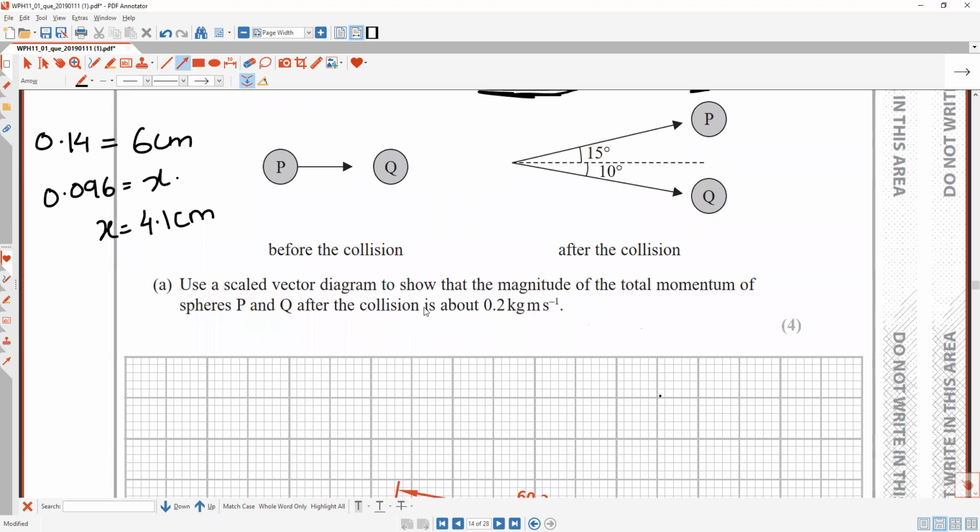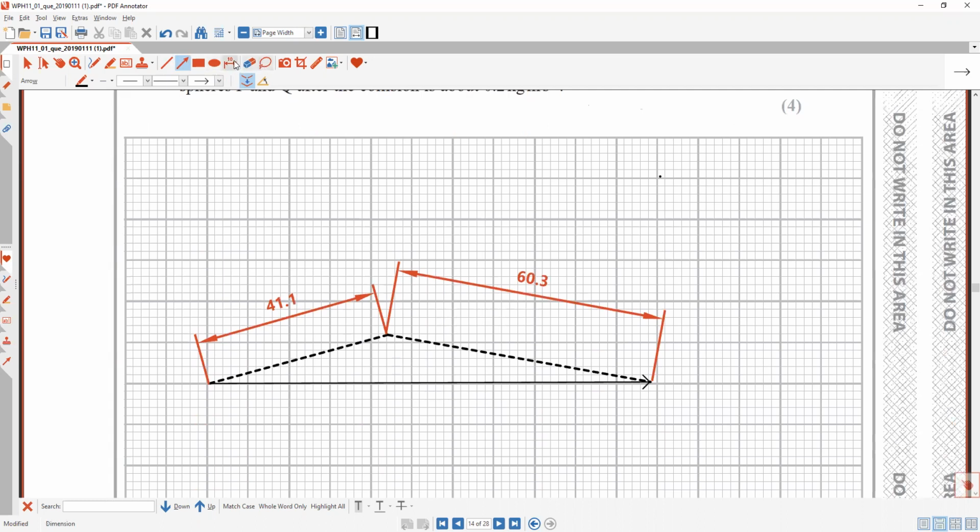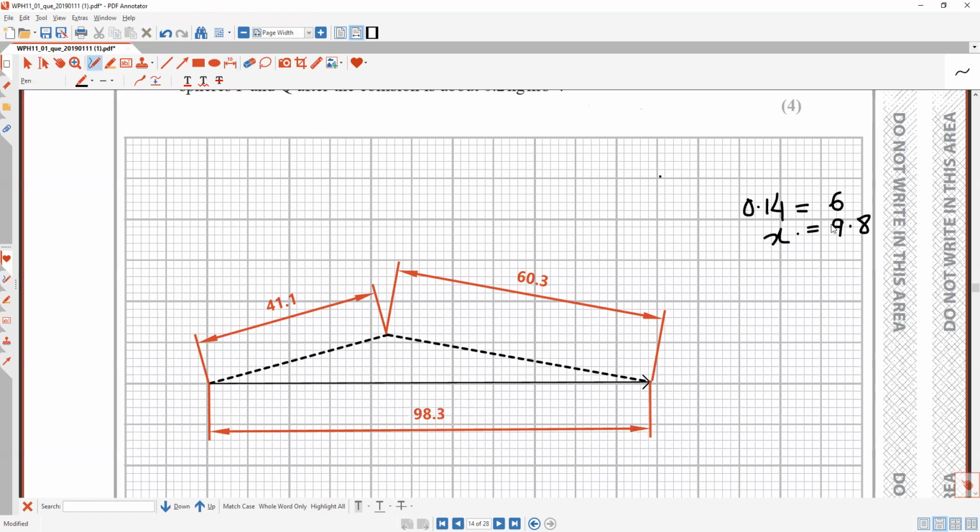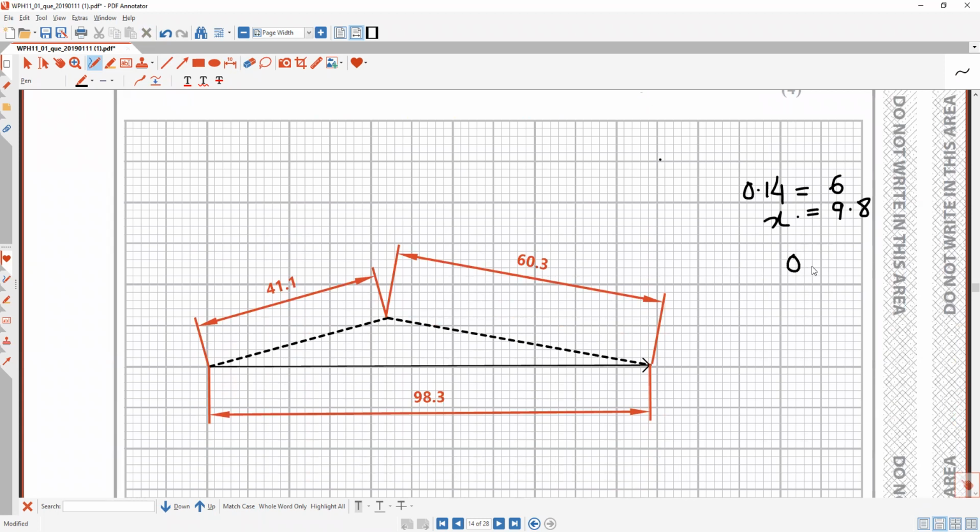What did they say? Use the scale to show that the total momentum is 0.2 kg. So I need to find the final momentum, how much millimeter, how much centimeter it is, by the way. It's around 98 millimeter ধরতে পারো, 98 millimeter মানে 9.8 centimeter. So যদি 0.14 এ কত 6 সেন্টিমিটার হয় তাহলে 9.8 সেন্টিমিটারে কত হবে? Check how much you guys are getting. 0.23, which is close to 0.2.